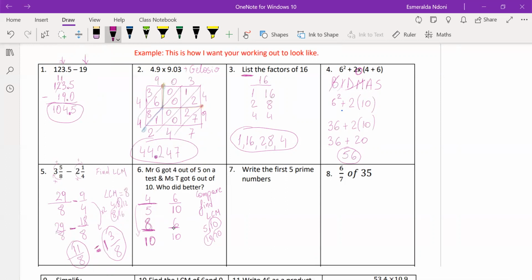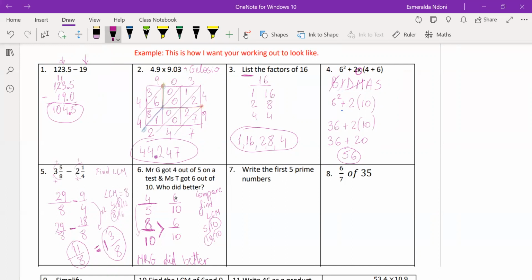Now I can see which fraction is bigger because the denominators are the same. And I can tell that 8 tenths is bigger than 6 tenths. So the answer is going to be Mr. G did better. And that's it. That would be your answer.